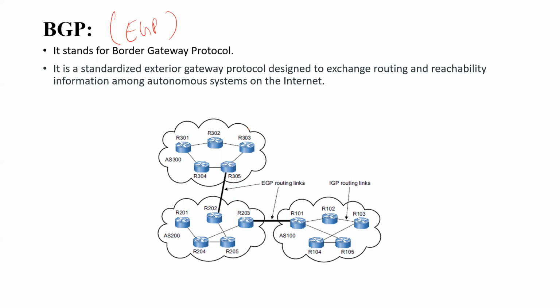This is one autonomous system. This is another autonomous system. This is another autonomous system. Inside the network which is in the autonomous system, we are using IGP. Between the autonomous systems, EGP, that is Exterior Gateway Protocol. So this Exterior Gateway Protocol is BGP, that is Border Gateway Protocol.